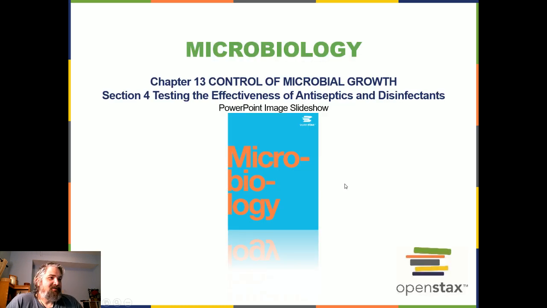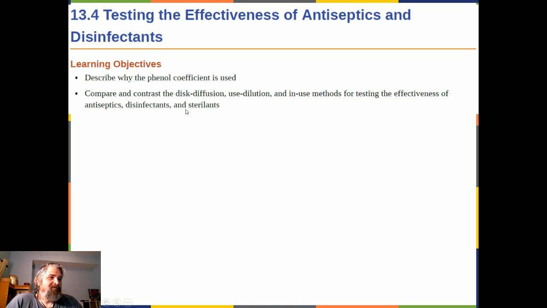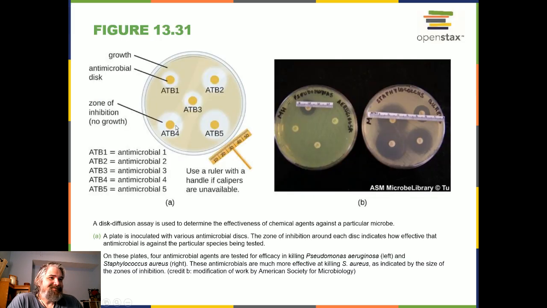All right, so section 4, testing the effectiveness of antiseptics and disinfectants. Do I remember why I was doing that? Yeah, I guess we'll go over this. It's kind of similar to what you already did in lab, but I should have had this section before you did that. But let's just go ahead and go through it. So we're looking at disc diffusion, which you're familiar with, use dilution, and in-use methods for testing the effectiveness of antiseptics, disinfectants, and sterilants.